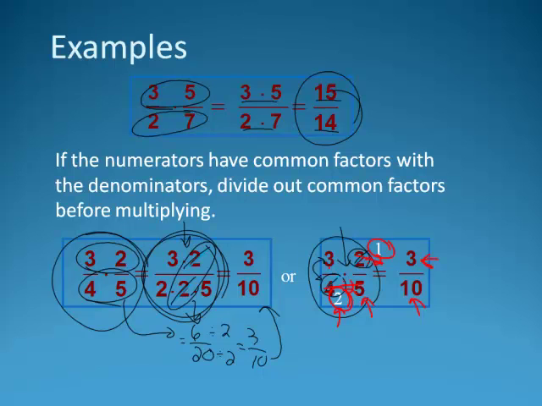Note that this shortcut step right here can only be done on a multiplication problem. You cannot do that cross-canceling if you're adding or subtracting or dividing. That's a shortcut step only for multiplication.